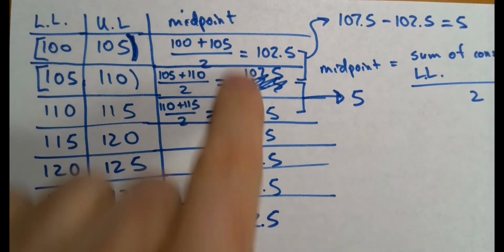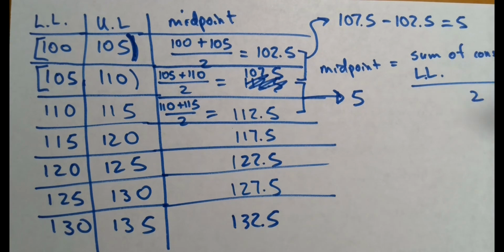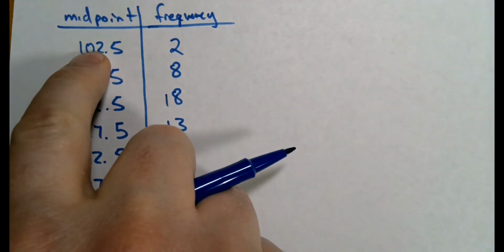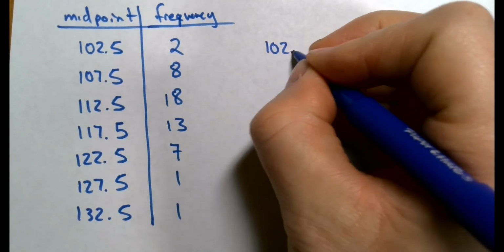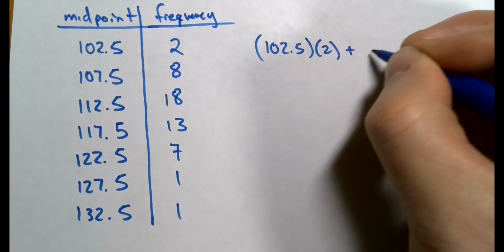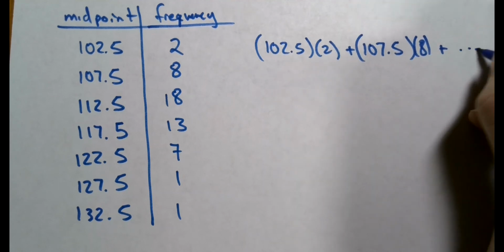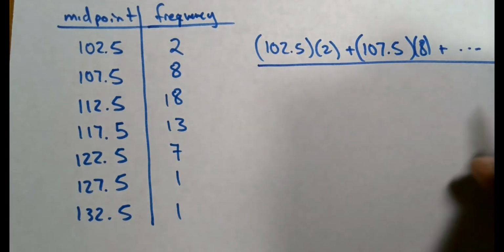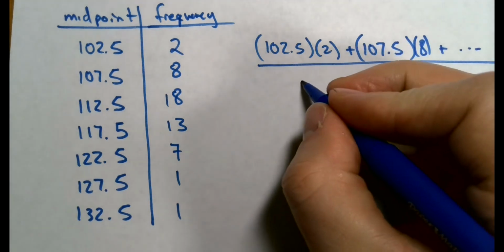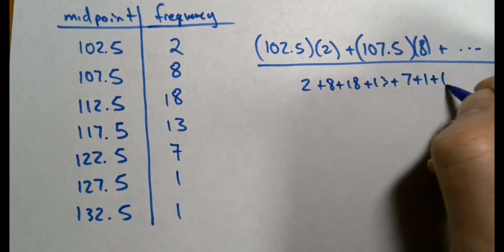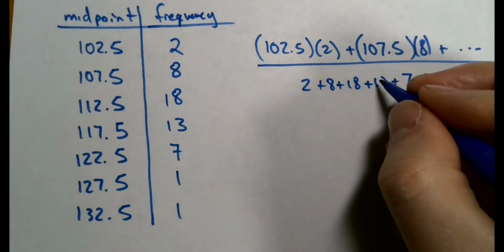Now, what I'm going to do is recopy this and put the frequencies next to it to make it all nice and clean, and then we're going to calculate the weighted mean. So to calculate the mean, now that we have all the midpoints for each class, we're going to do the sum of the midpoints times the frequency. In other words, we're going to do 102.5 times 2 plus 107.5 times 8 plus and so on and so forth up to the very last one, and then divide all of that by the sum of all the frequencies: 2 plus 8 plus 18 plus 13 plus 7 plus 1 plus 1. If I recall, this should be 50 because these were the 50 states.